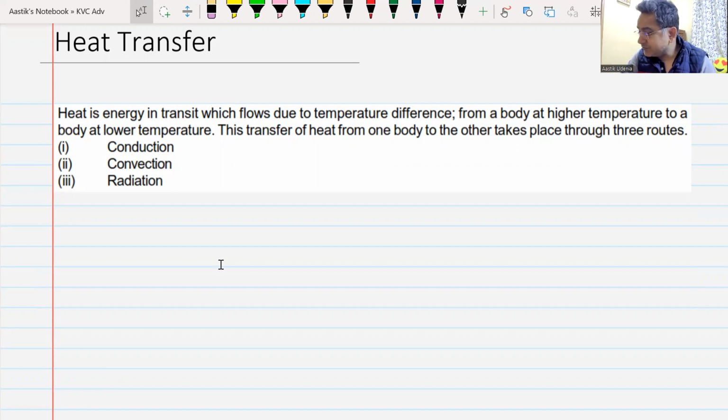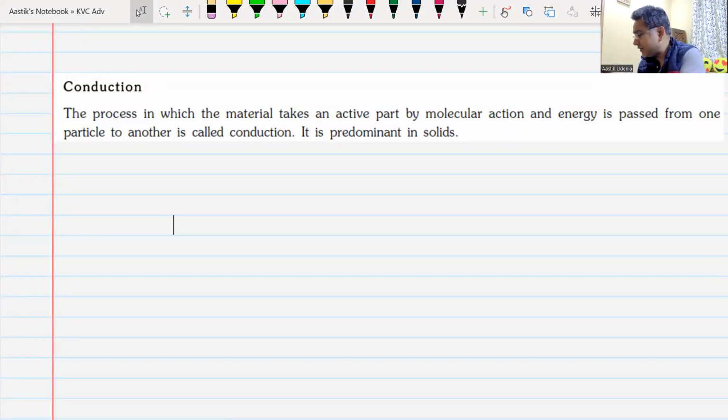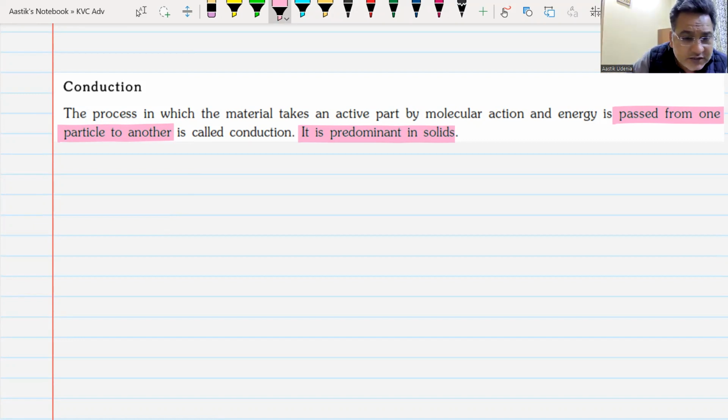Conduction is the mode of heat transfer which takes place basically in solids. This is the prominent and the predominant means of heat transfer which is present in solids. We will deal with all these three processes in detail. Right now, we are just going to have a very brief look at what conduction is. Energy is passed from one particle to the other particle. In this mode of heat transfer, energy is transferred from one particle to the other particle. The particles do not actually move. It's only the energy which is getting transferred.